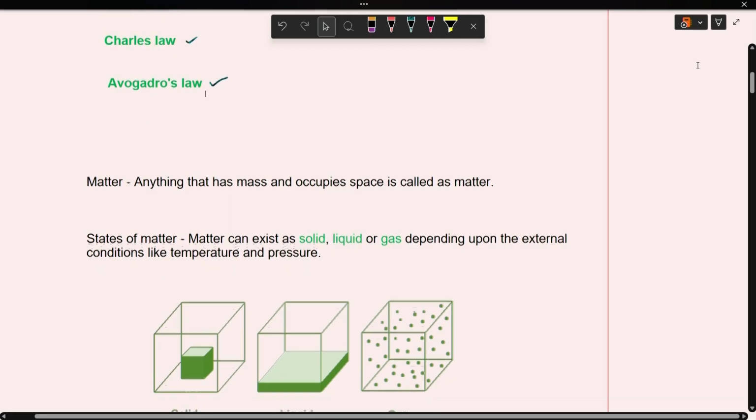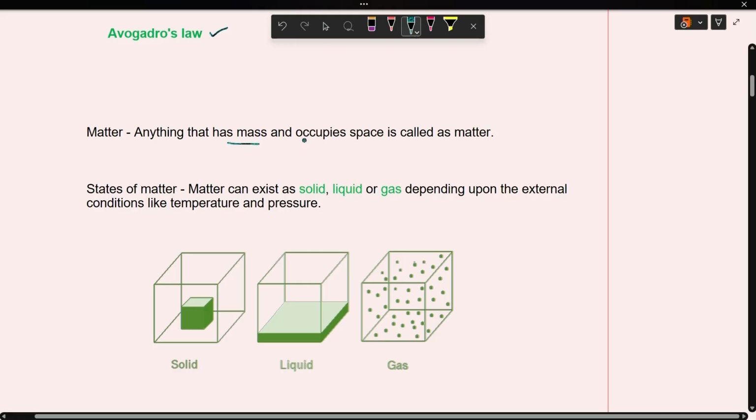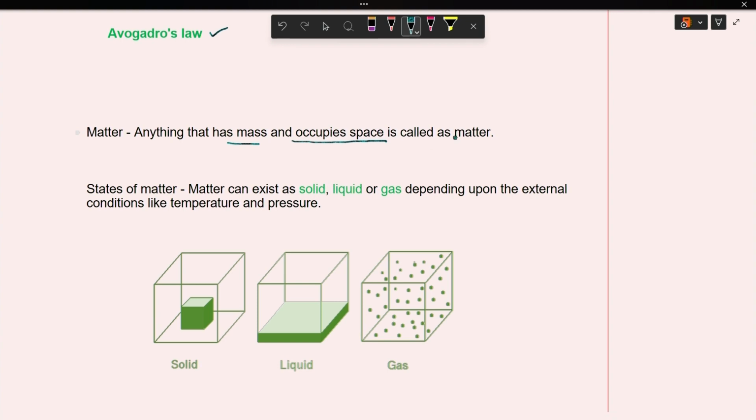Now, let us move on to the topic. Matter, as you all know, is anything that has got mass and which occupies space. Anything which has got mass and occupies space, we call that matter, and this matter is classified as solid, liquid or gas depending upon the external conditions like temperature and pressure.